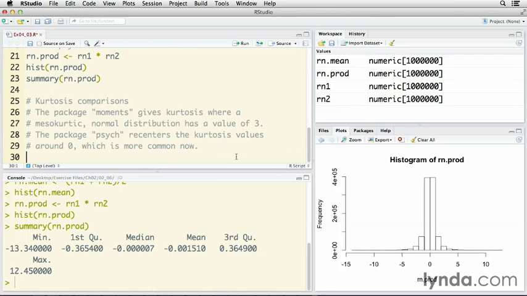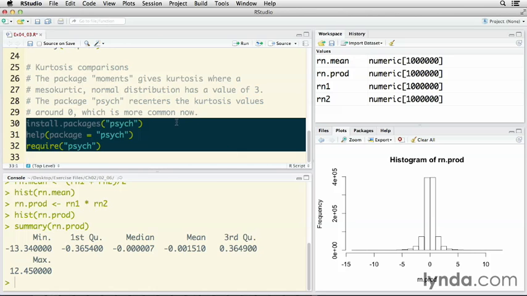Now, to do this, I'm going to need to use a package here. There's one package called moments, because kurtosis is one of the statistical moments. And moments uses the traditional definition of kurtosis, where a mesokurtic normal symmetrical distribution has a value of 3. On the other hand, the package psych, which we've used before, recenters the values so that a normal distribution has a value of kurtosis of 0, just as it would have a value of 0 for skewness.